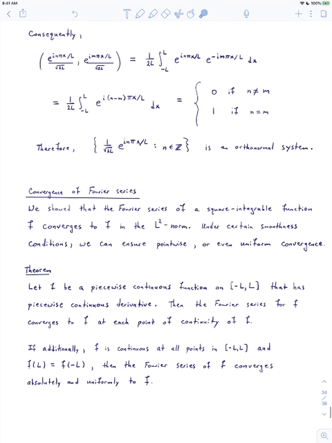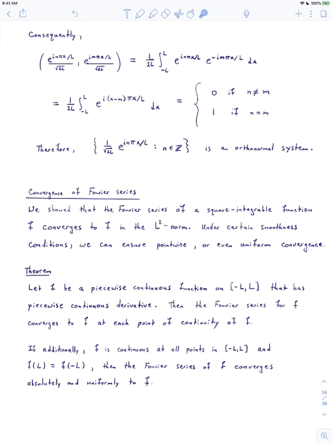So let's just make one final comment about the convergence. So we showed that the Fourier series of a square integrable function f converges to f in the L2 norm. Now under certain circumstances, if you add certain smoothness conditions, we can ensure pointwise or even uniform convergence. So here's the theorem. If f is a piecewise continuous function that has piecewise continuous derivative, then the Fourier series of f converges to f at each point of continuity. So as long as it's continuous at a point, then the Fourier series does converge pointwise at that point.